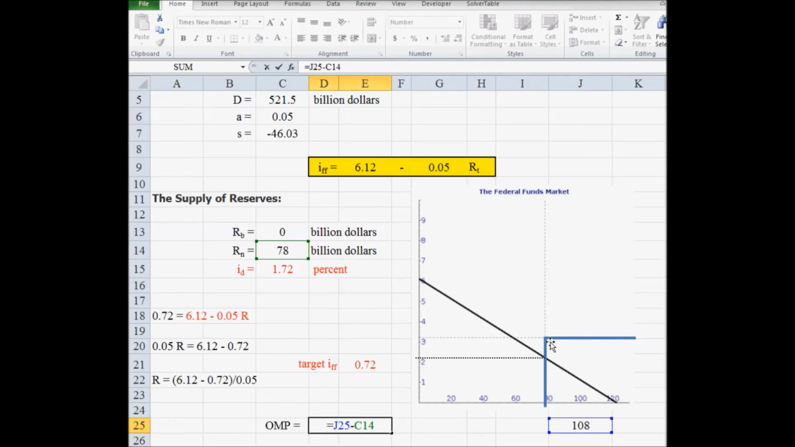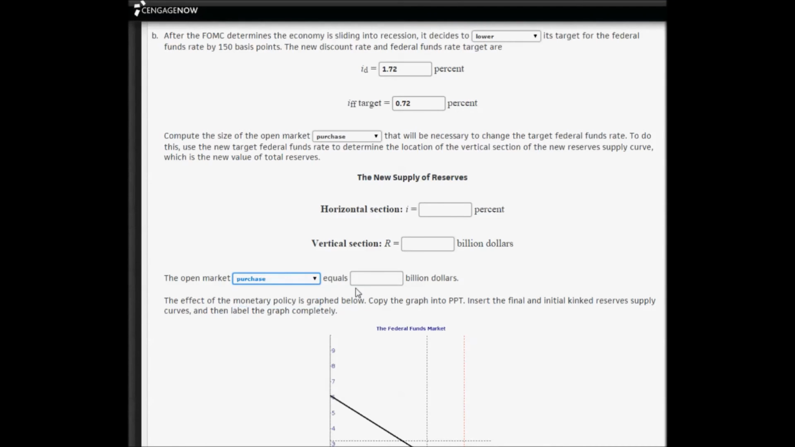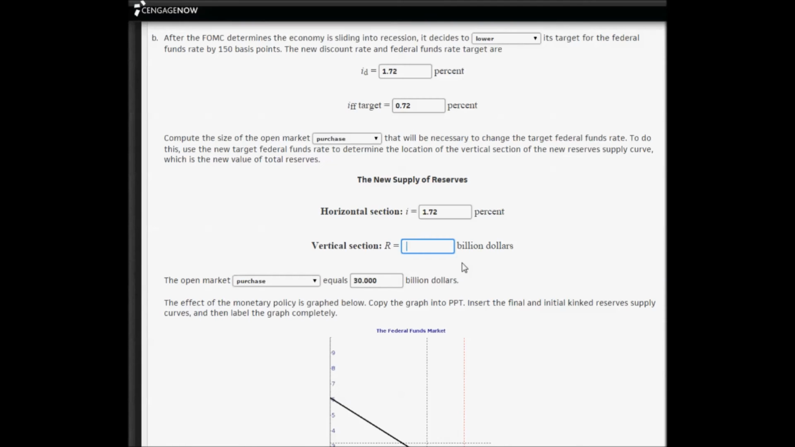And the size of the open market purchase is the difference between 108 and 78. So the open market purchase is $30 billion. The horizontal section of the new reserve supply curve is the discount rate, 1.72. And the new quantity of reserves is 108.